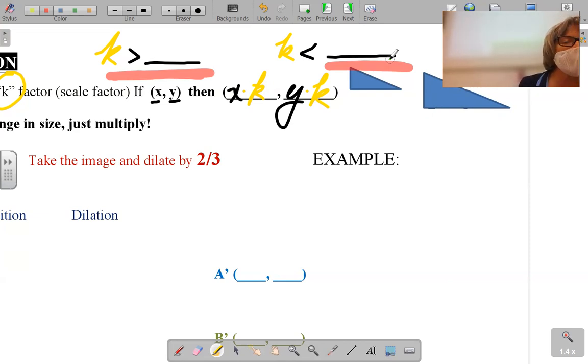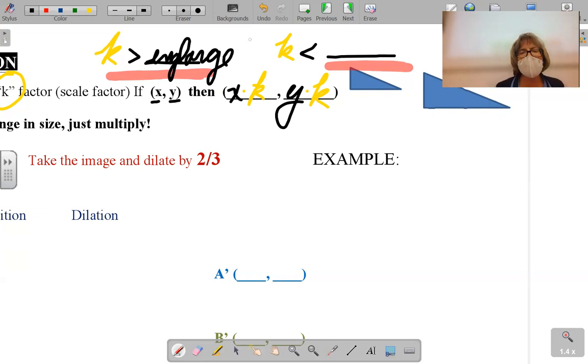Maya, what do you think happens if your scale factor is bigger than one? Bigger. Yes, we'll use the fancy word enlarge. Gets bigger. Absolutely. All right. Adrian, what do you think happens when your scale factor is less than one? It shrinks. You bet.